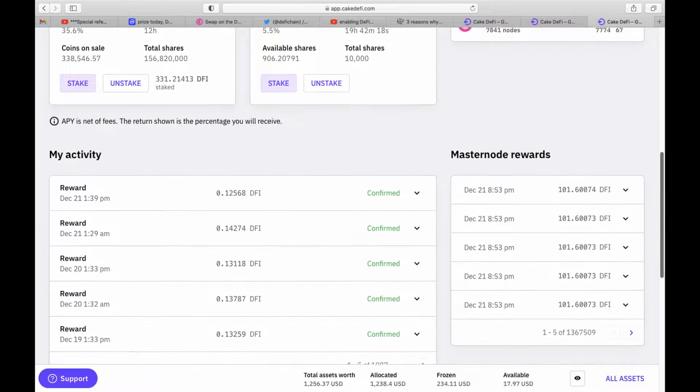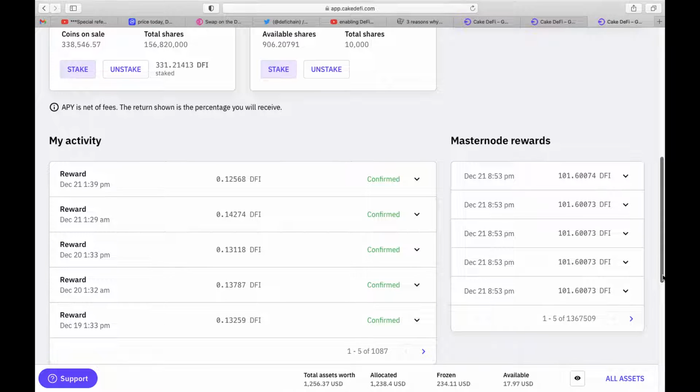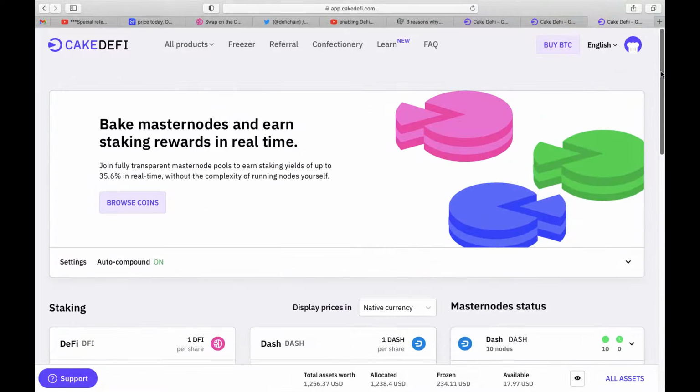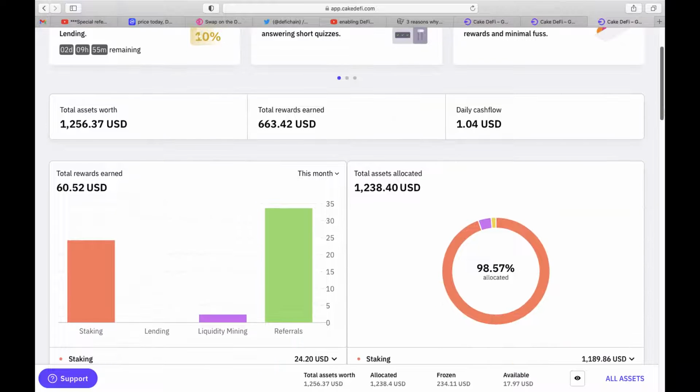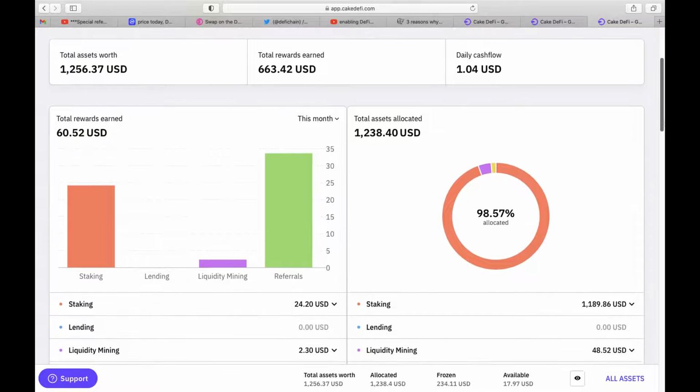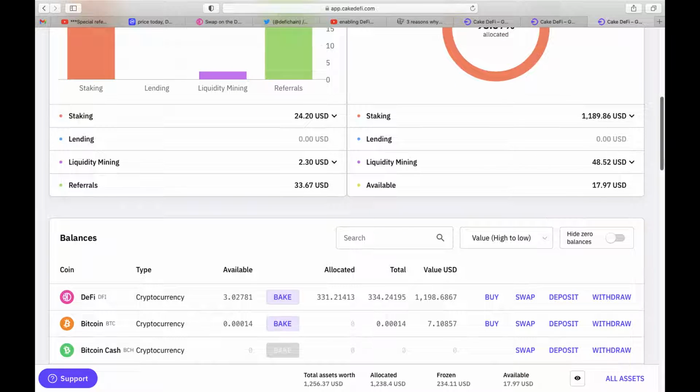This is, again, what I like about them. Twice a day, every 12 hours, you can see that I'm getting some free DeFi. Every Monday, I get an email going through what free DeFi I've got. All you have to do is scroll down here, hit the balances, come down here, and I can just see my total assets worth, the total rewards earned, the daily cash flow. Not a huge amount, I'm sure people are doing much more than I'm doing, but it's just my nice, easy, steady growth with DeFi.